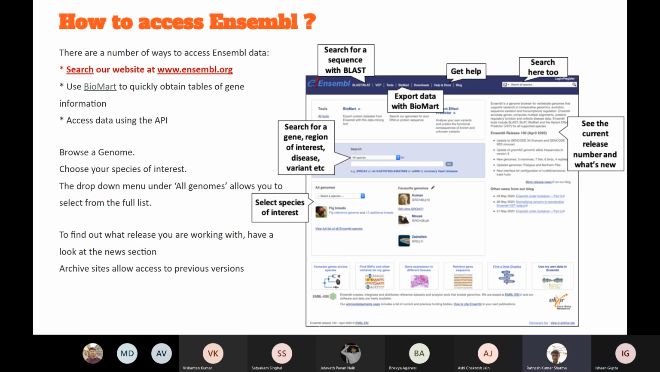Okay, sir. One more question. I know that mouse is popular and human is maybe a favorite, but zebrafish is also something which is used in research. Zebrafish is a very important organism because of two reasons.